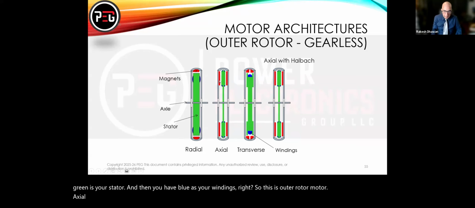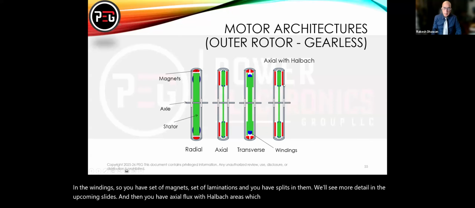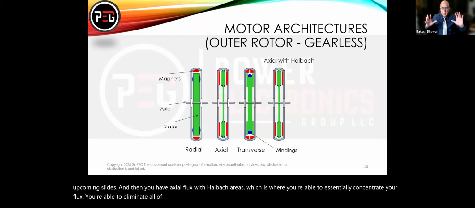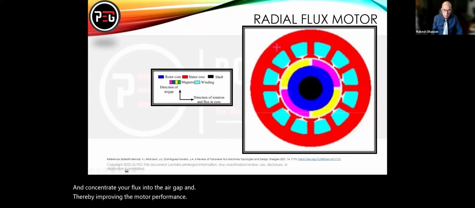Axial flux, you basically have the magnets on the side of your cover. And then transverse flux, you have 3-dimensional flux in the windings. So you have a set of magnets, a set of laminations, and you have splits in them. We'll see more detail in the upcoming slides. And then you have axial flux with Halbach edits, which is where you're able to essentially concentrate your flux. You're able to eliminate all of your leakage flux and concentrate your flux into the air gap, thereby improving the motor performance.